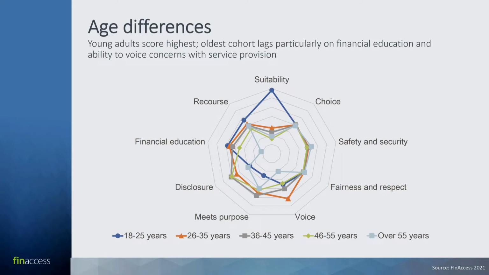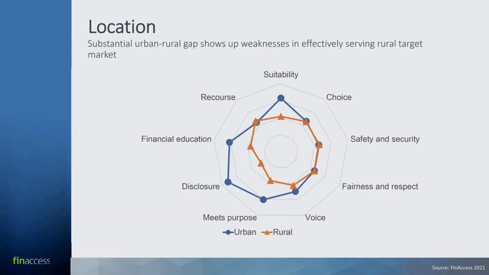But where the youth do lag behind is under meets purpose. So especially for being able to use insurance or a loan to help them reach life goals, they don't feel that they're in a position to do that. So I just thought that that was very interesting.